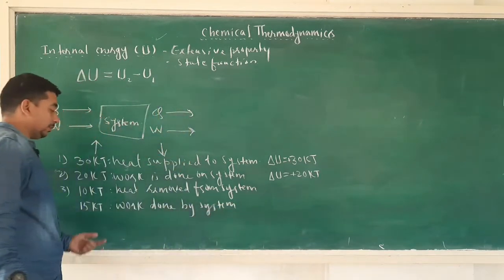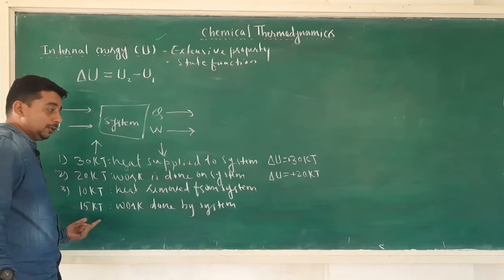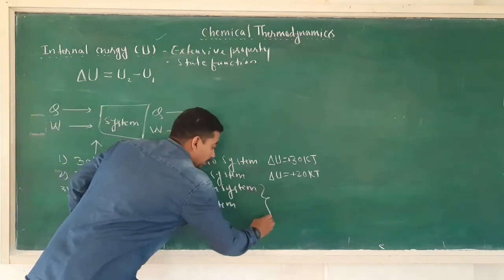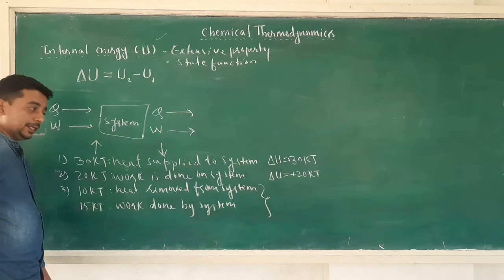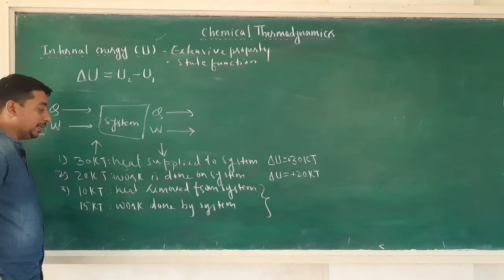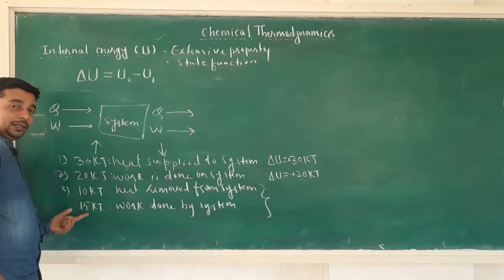So the internal energy of the system is again decreasing by 15 kilojoule. So overall 10 plus this minus 15. So this much amount of energy is being taken out from the system's internal energy. We can say that internal energy of the system is decreasing by 25 kilojoule. 10 plus 15, 25 kilojoule.